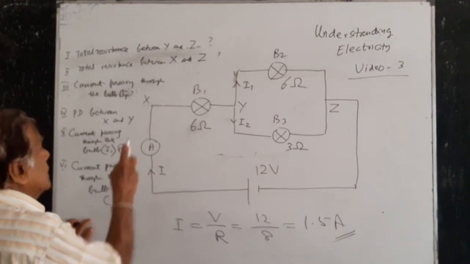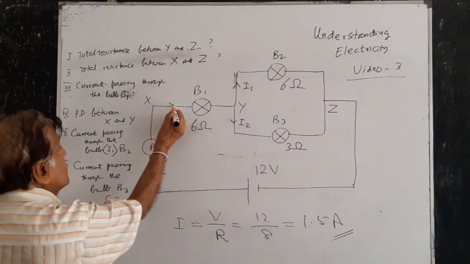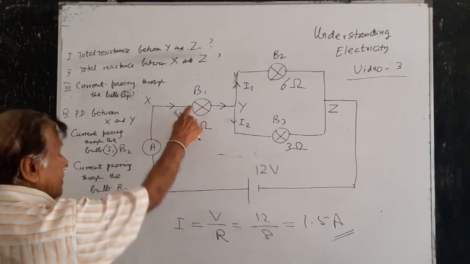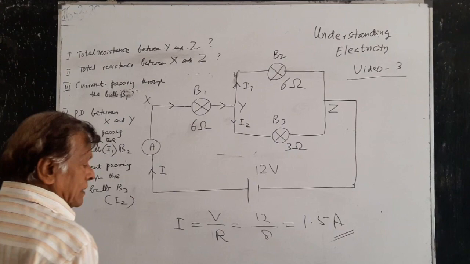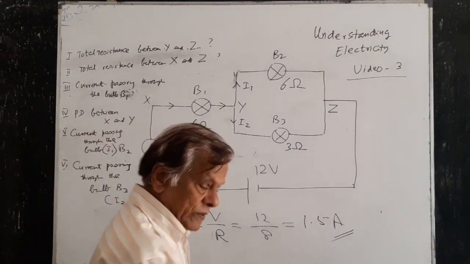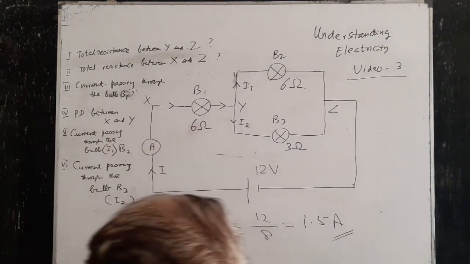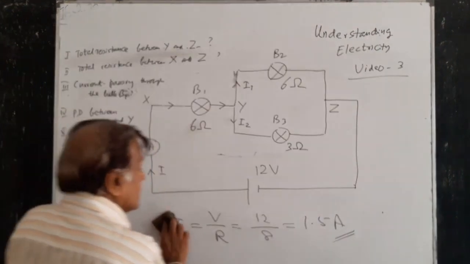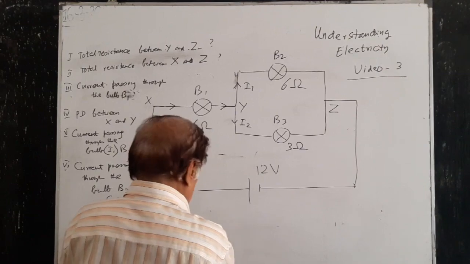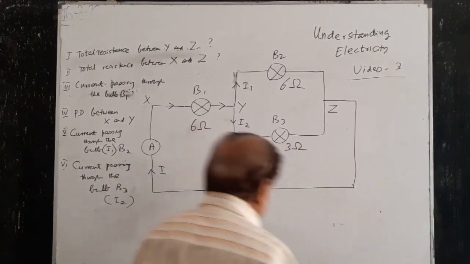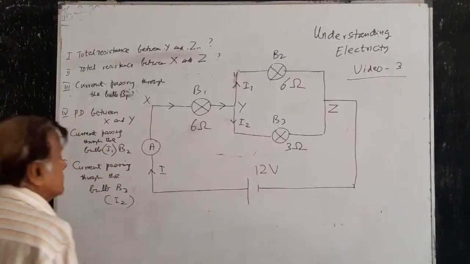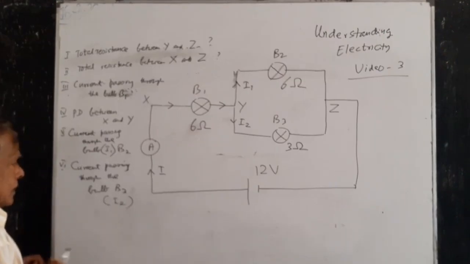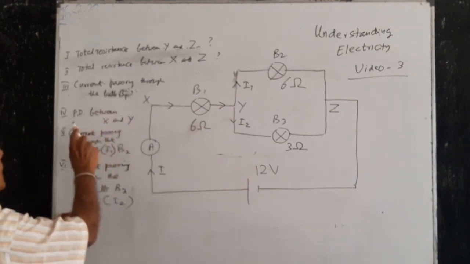Now this current flows through this bulb. The current passing through this bulb is 1.5 amperes. Is it right? Do you understand it? The current drawn from the battery is 1.5 amperes. Is it okay? Right.